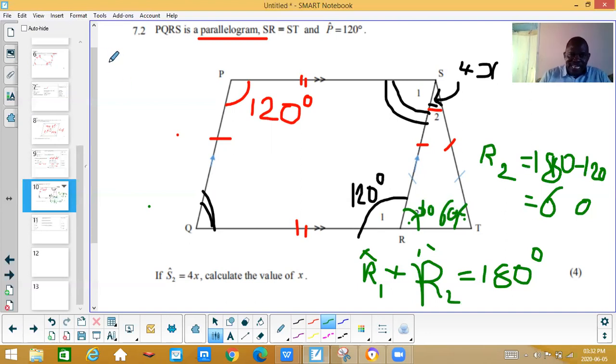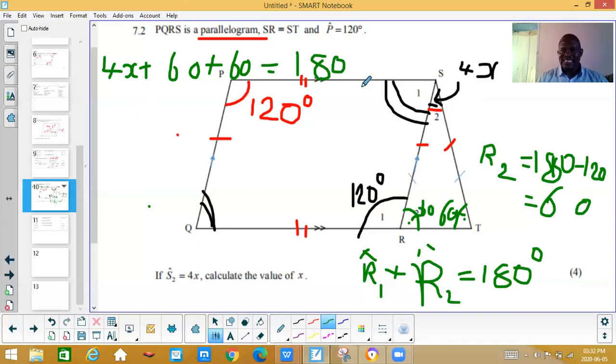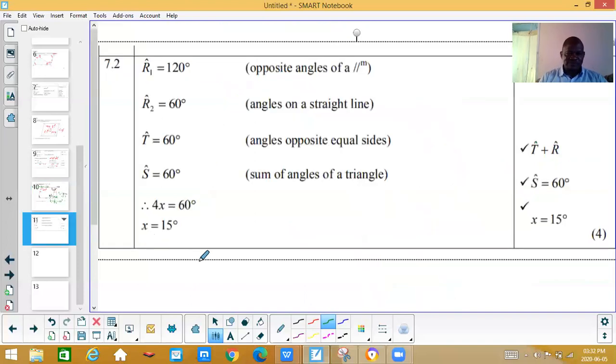Now from there, you can say 4x plus this angle plus this other angle, T, is going to give us 180. The reason being the sum of interior angles of any given triangle. Now, they work it out differently, no problem. Let us go on.